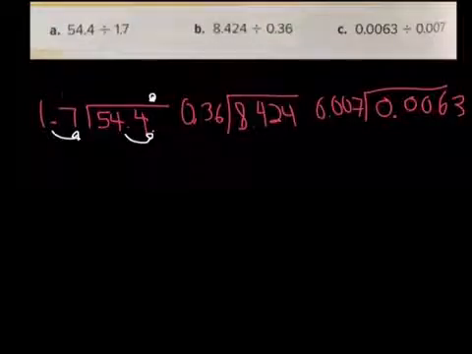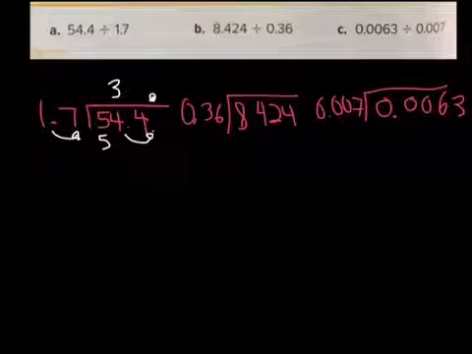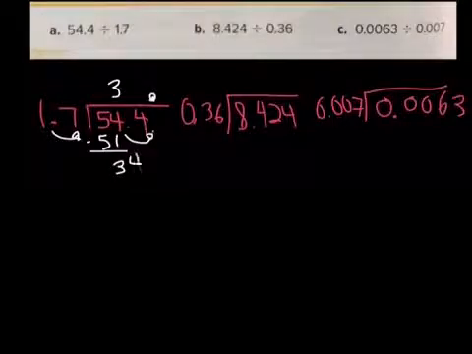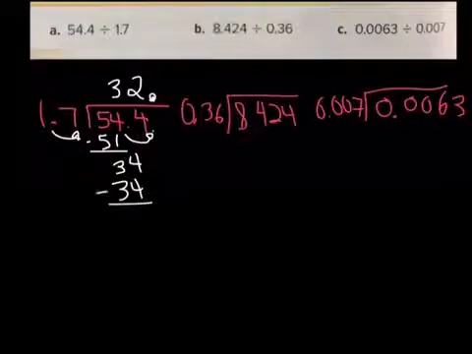So how many 17s are in 5? None. How many 17s are in 54? There's 3. 3 will give me 51. I subtract, I get the 3, and I bring down my 4. And now 17 into 34 is 2, right? 34, done. So my answer for the first one is 32, just like that. Okay, next one.